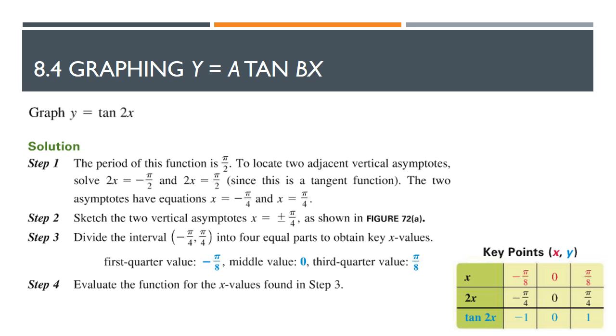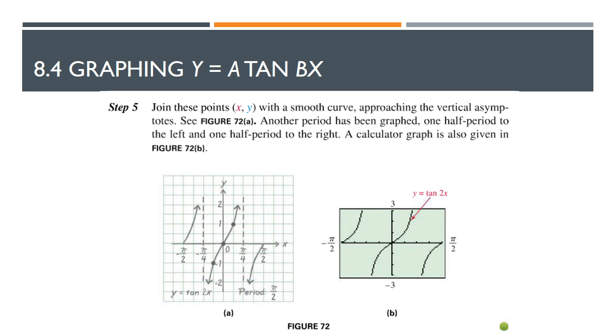So you're going to sketch those in. We'll have a graph of that in a minute. And then you're going to divide that into 4 equal parts. So you're going to have a point at negative pi over 8, at 0, and at pi over 8. And then just evaluate the function for those to get the y value. And plot those on the graph, you see here. And you also see how it's going to look on your calculator.